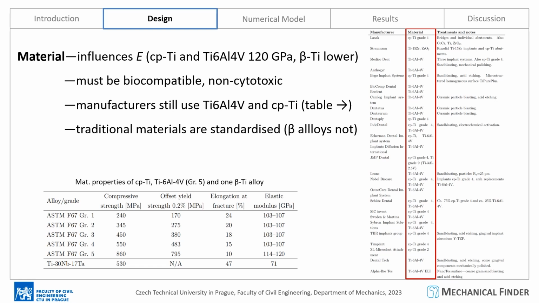The table on the bottom shows material properties of most commonly used dental materials. So 5 grades of titanium, and then for comparison there is a single beta alloy.